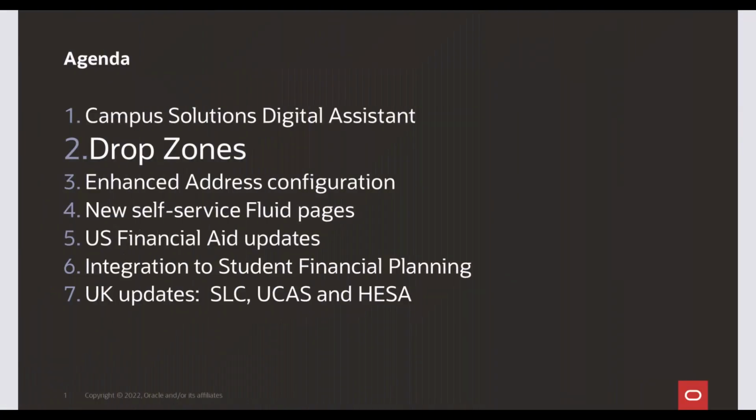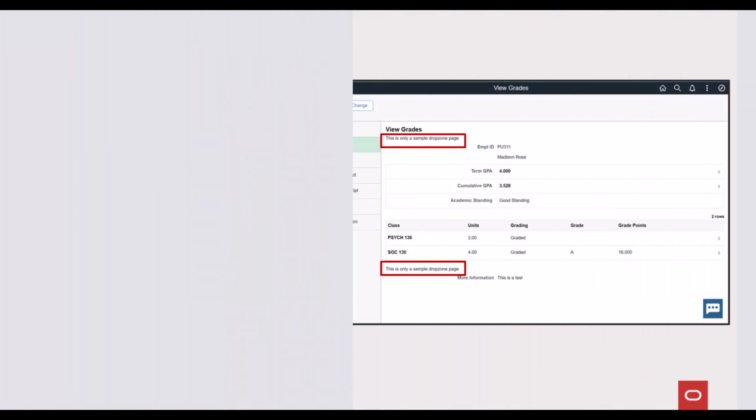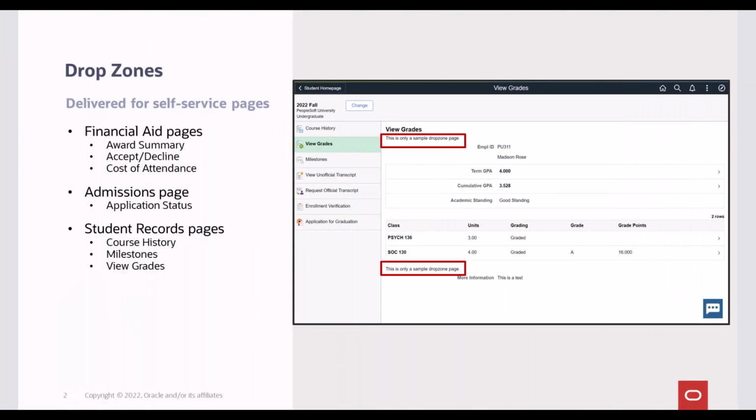Next, let's look at where we've added drop zones to pages. Drop zones let users add fields to delivered pages without customizing the delivered component or page definition. Fields are displayed and processed along with fields from the main page definition and any nested subpages or secondary pages. Continuing from previous releases, drop zones have also been added to the top and bottom areas of these pages.